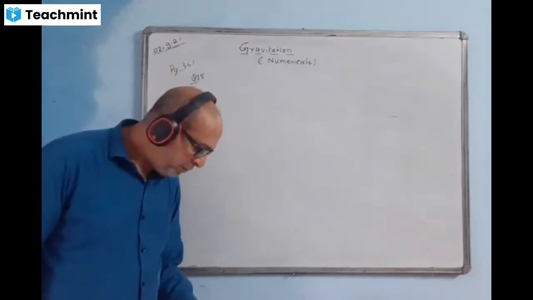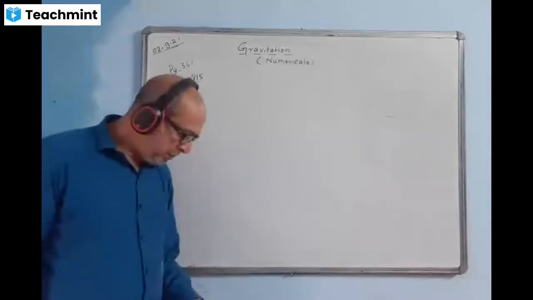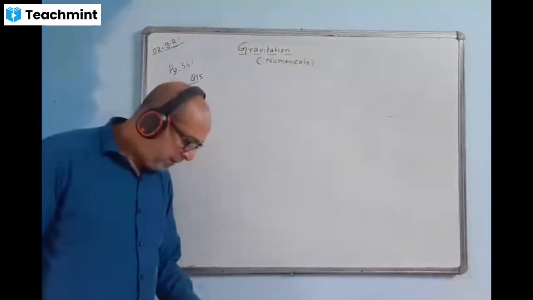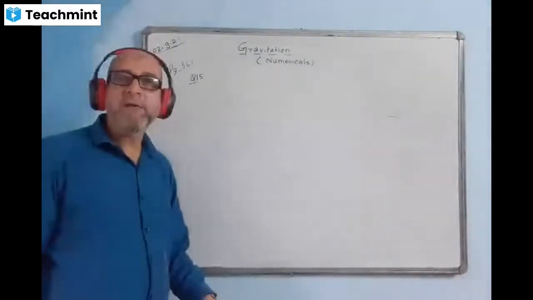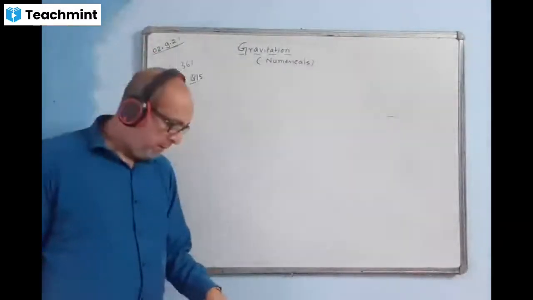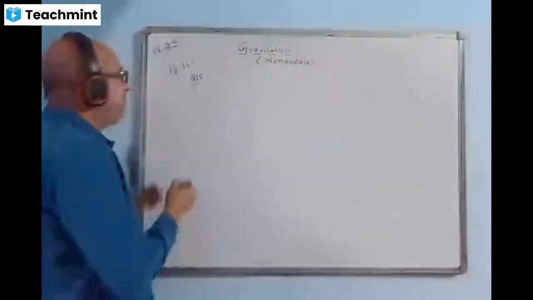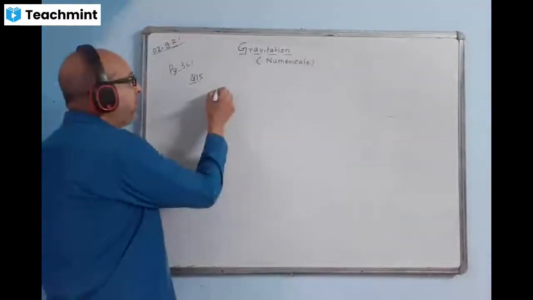Second question: if the escape velocity from the surface of the Earth is 11.3 kilometer per second, what is the escape velocity from the surface of the Moon? We have to find the escape velocity on the surface of the Moon. So for this question, I am doing the second part now. The first part is already done.